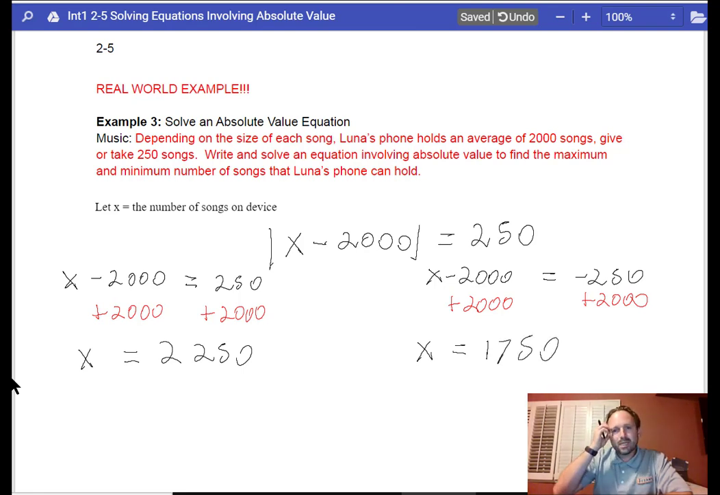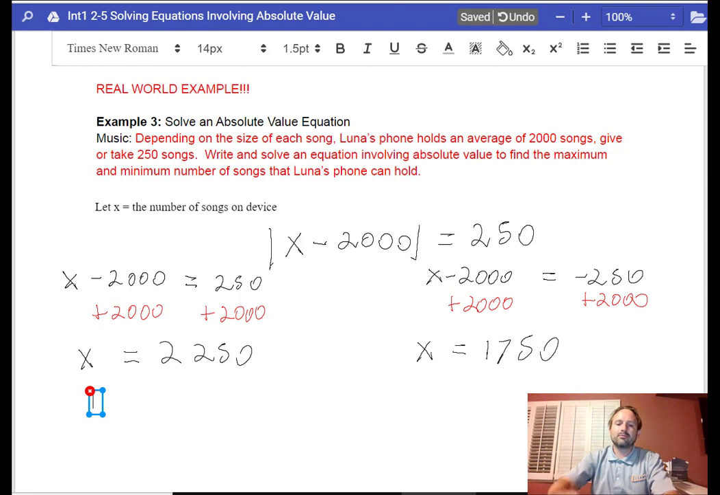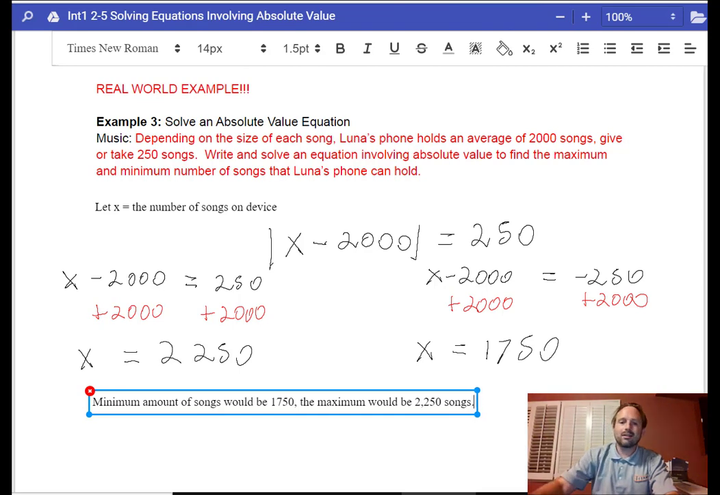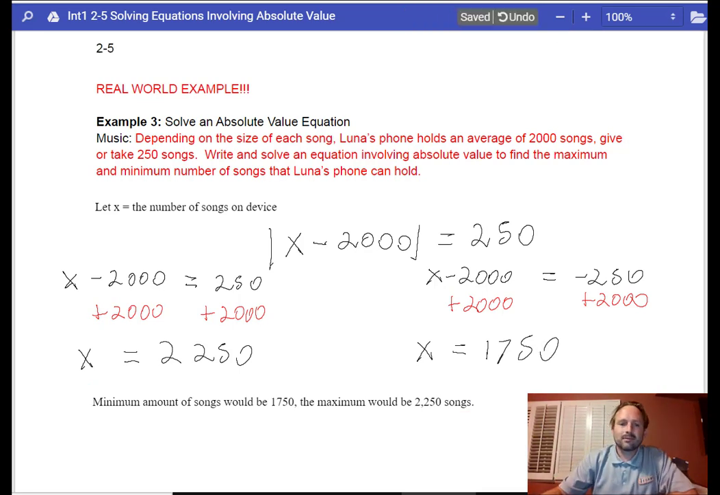And so the question says, what is the minimum, what's the maximum? The minimum amount of songs would be 1,750. Maximum would be 2,250 songs. There we go. Now if we were to graph it, we'd put the 2 points and go on from there.